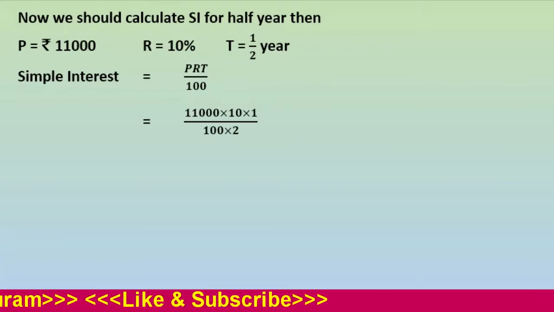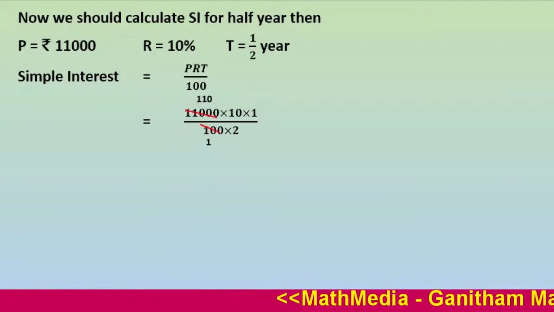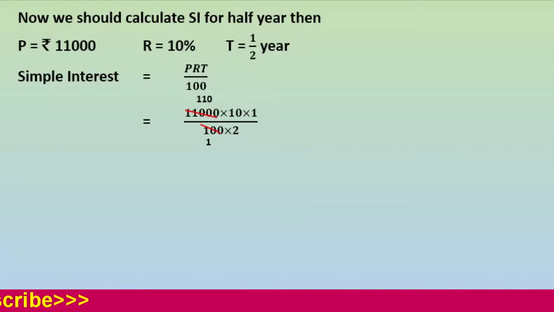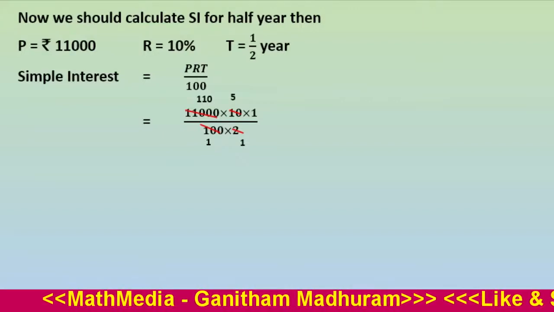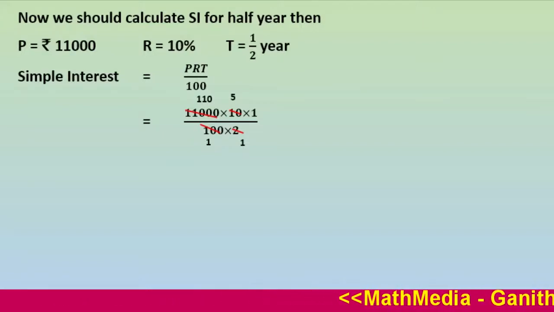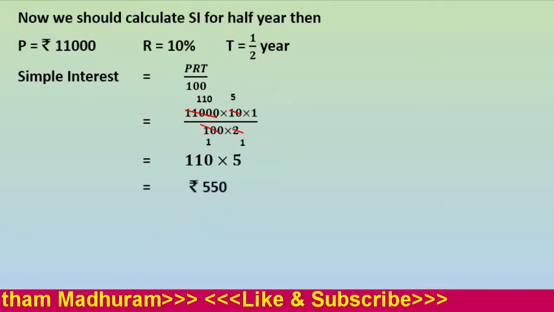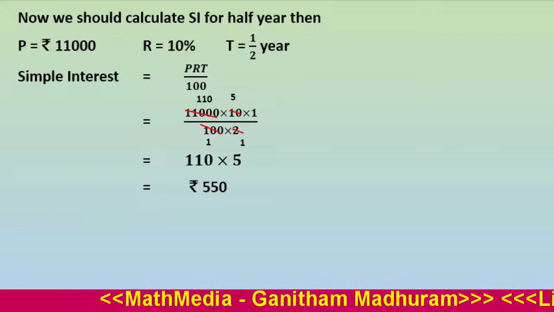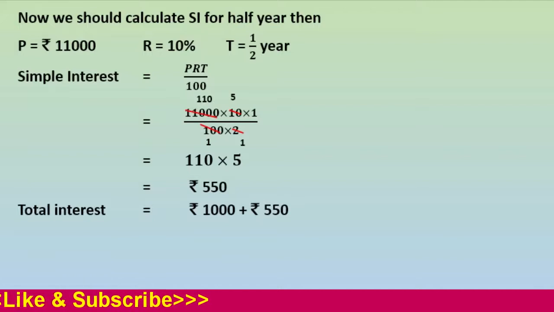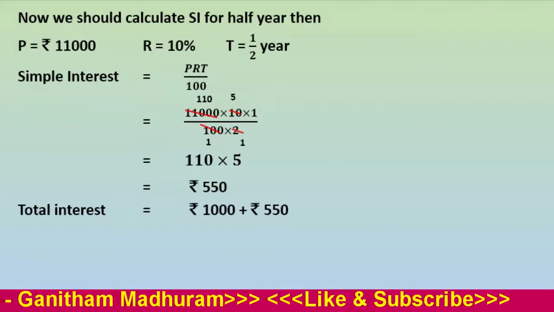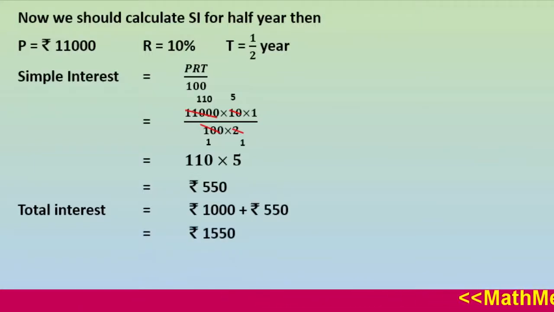Numerator and denominator 100 is cancelled. So we get the numerator is 110, denominator is 1. Again 2 and 10 can be cancelled. We get denominator 1 and numerator 5. So while multiplying we get 110 multiplied by 5. That gives rupees 550. This is the simple interest for the half year. So the total interest for 1.5 years is 1,000 plus rupees 550, which gives rupees 1,550.